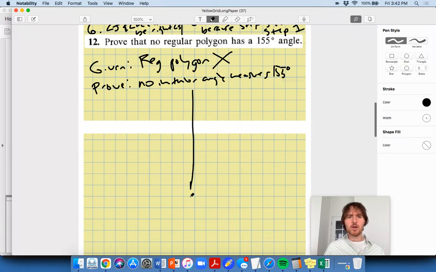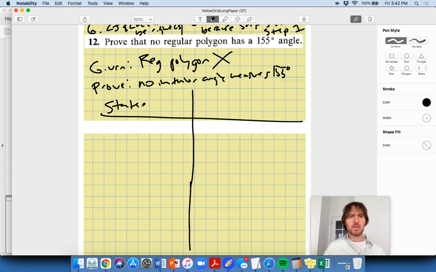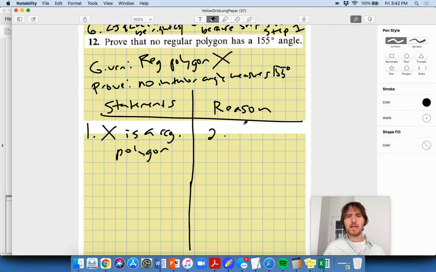If I do this as a two-column proof, I can't really have a diagram of this because it's an unknown number of sides potentially. So let's do this one. Statements. See if I can do this as a two-column proof. It's definitely easier as a paragraph proof. So statement here: some sort of figure X is a regular polygon. That's my given premise of the problem.